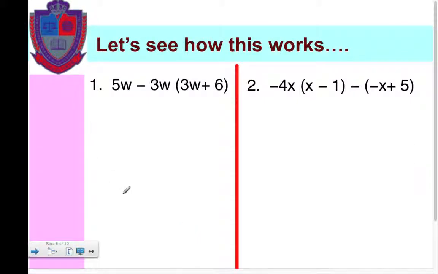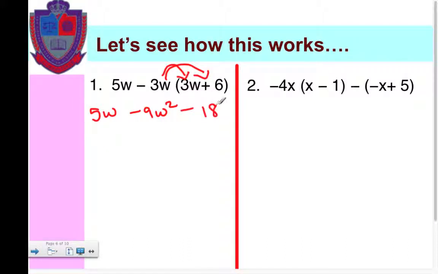Knowing that, let's look at some examples. So the first thing that I need to do is to distribute. This becomes 5w minus 9w squared, 3w, 3 times 3 is 9, w times w is w squared, and this negative times a positive is a negative. This becomes minus 6 times 3 is 18w.